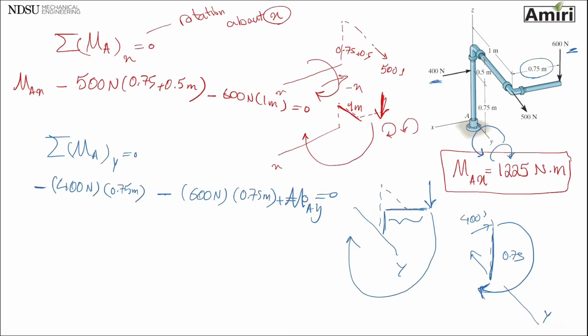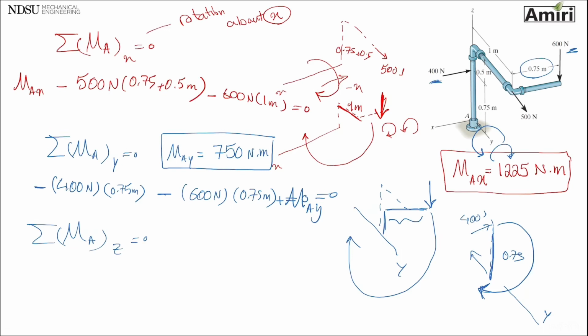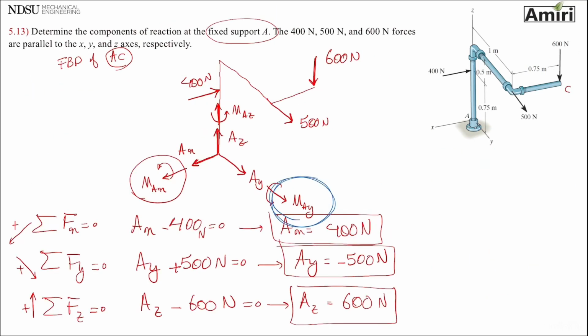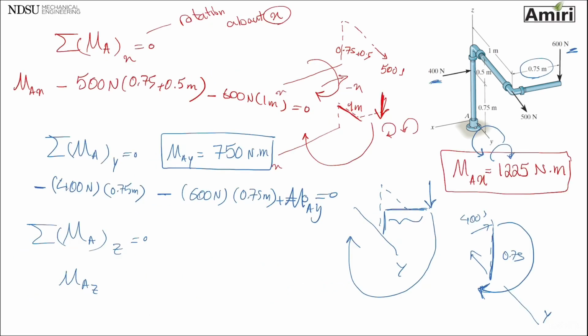Equals 0. So MAY, I'm going to write it up here, is going to be 750 Newton meters. And the last one that we're going to do is a summation of moments about point A in the direction of z equal to 0. So any of these forces that you see that are trying to rotate this rod about axis z. So first of all, before I forget, let me write this. This comes from my free body diagram right there. MAZ.